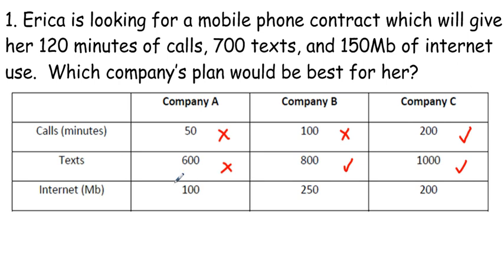Now she needs 150 megabytes of internet use. So A, again, doesn't give her enough. So A hasn't given her enough for anything. B, 250 is enough. And C, 200 is more than enough. So company C, if we look, I've ticked all three rows for that. Company C gives her everything she needs.